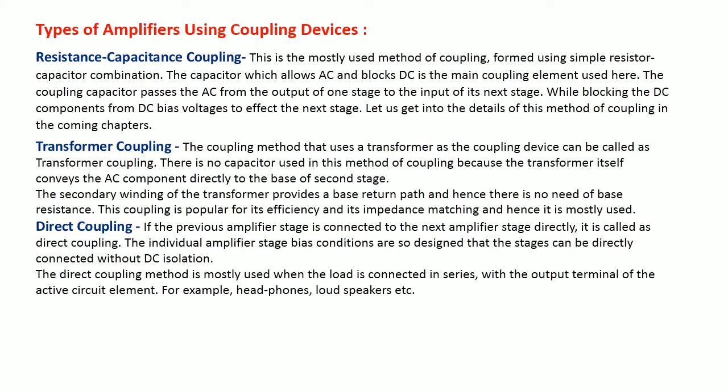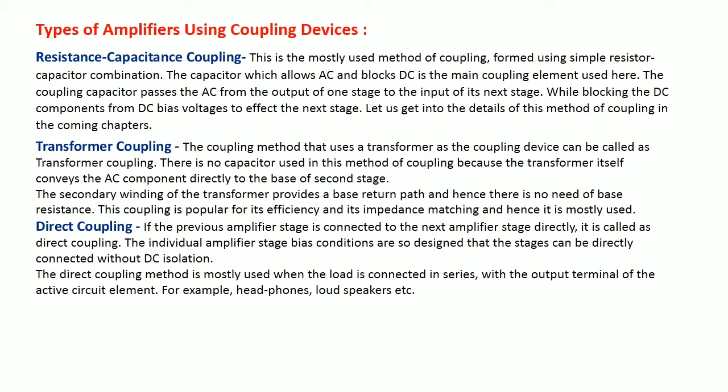Now we'll observe the slide for types of amplifiers using coupling devices. Basically, there are three types of amplifiers using coupling devices. The first one is called resistance capacitance coupling, in which the resistor and the capacitors are connected to connect one stage to another stage, and this is the commonly used method of coupling. The capacitor, which allows the AC and blocks the DC, is the main coupling element used here.